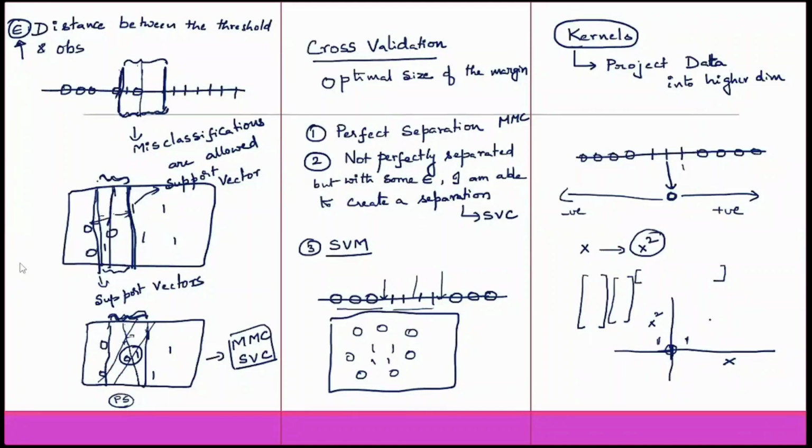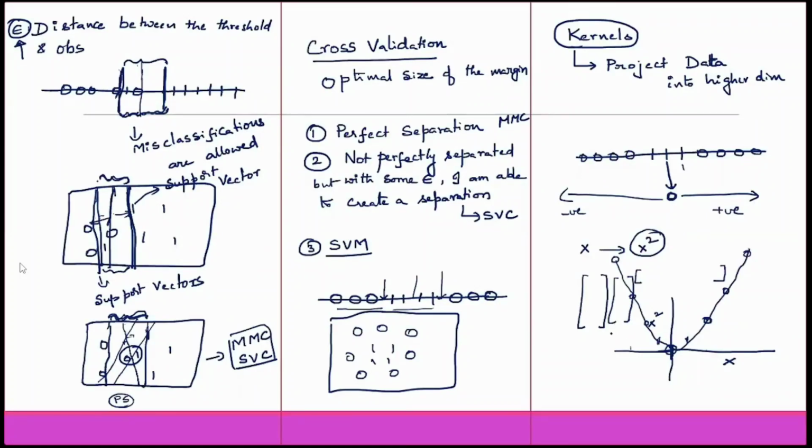So I have a 0 here. 3, 9, I have a 0 here. 4, 16, I have a 0 here. Minus 2, 4, I have a 0 here. Minus 3, 9, I have a 0 here. Minus 4, 16, I have a 0 here. So I made this one-dimensional data into two-dimensional data. So I'm getting a kind of a parabola.